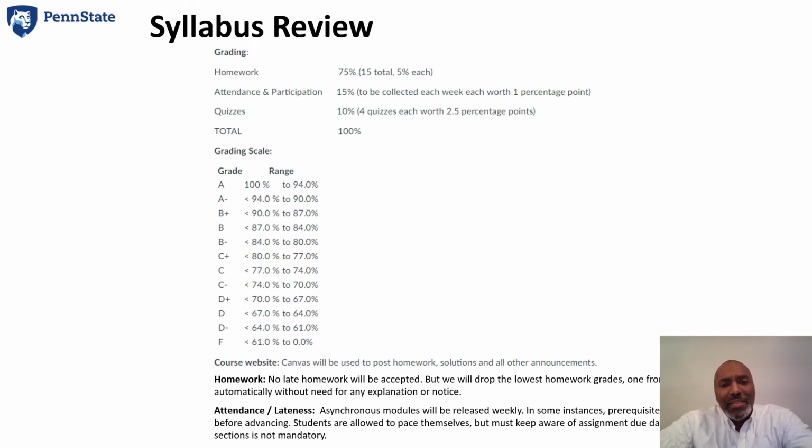Okay, basic syllabus review. You can look this stuff up in the syllabus, but we'll go over it really quickly here. Homeworks are going to be worth 75% of the total grade. There'll be 15 total, 5% each. For attendance and participation, we're not going to be taking attendance because of the structure of the class, but we'll have participation based on assignments that'll be collected each week, small assignments worth about 1 percentage point each, so just be on the lookout for those.